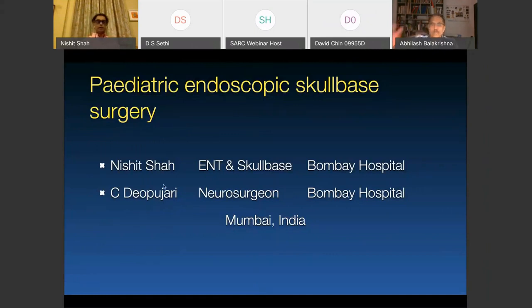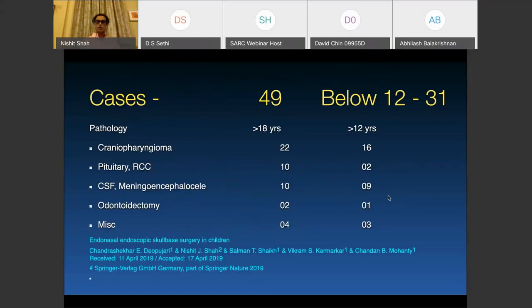So, Dr. Dev Pujari is the prime neurosurgeon that I work with. I actually work with 10 or 11 different neurosurgeons, but we do a lot of our pediatric work with Dr. Dev Pujari, and this is at Bombay Hospital. So this represents our case series with Dr. Dev Pujari.